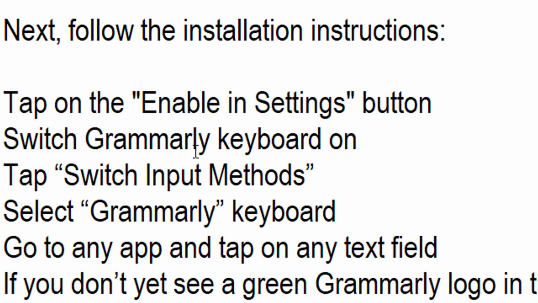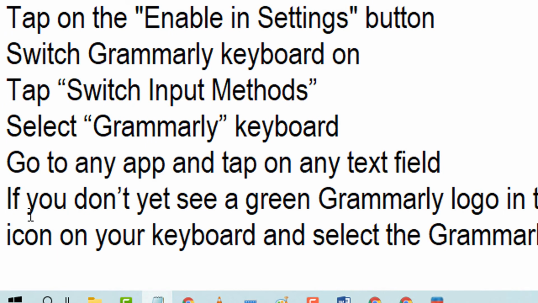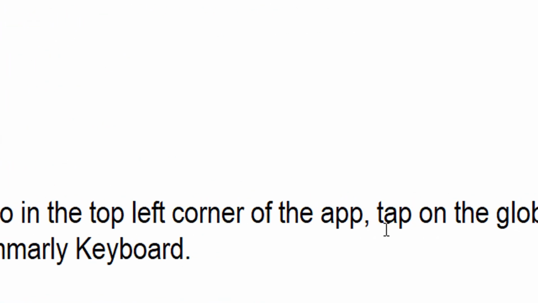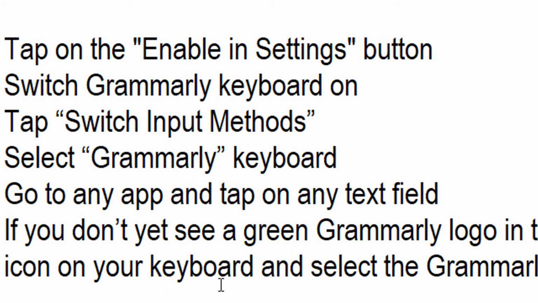So tap on the enable in settings button, switch Grammarly keyboard on, tap switch input method, select Grammarly keyboard, go to any app and tap on any text field. And if you don't yet see a green Grammarly logo in the top left corner of the app, tap on the globe icon on your keyboard and select the Grammarly keyboard.